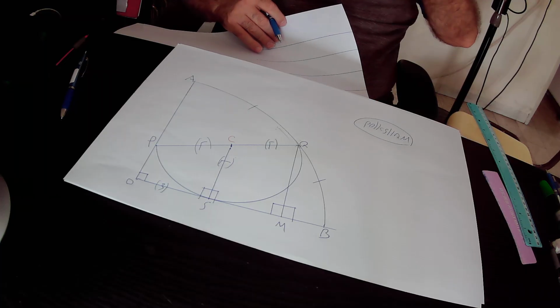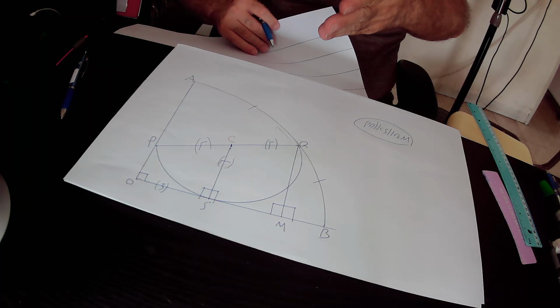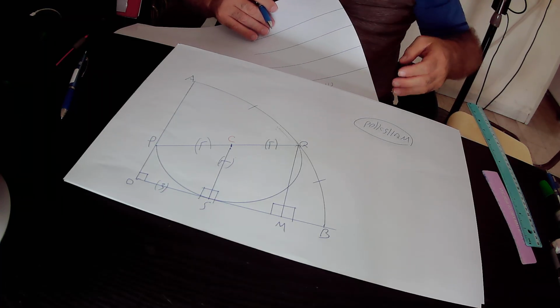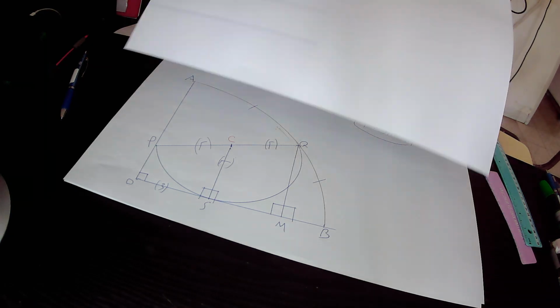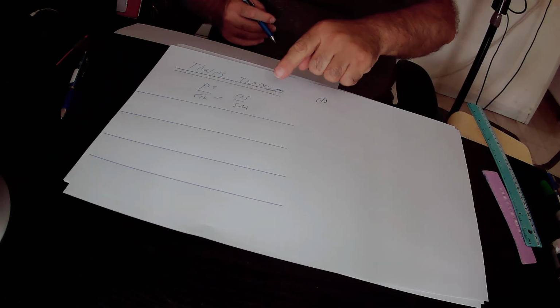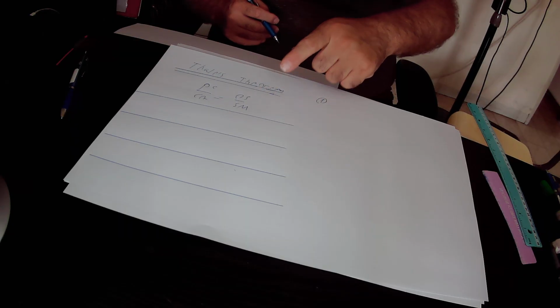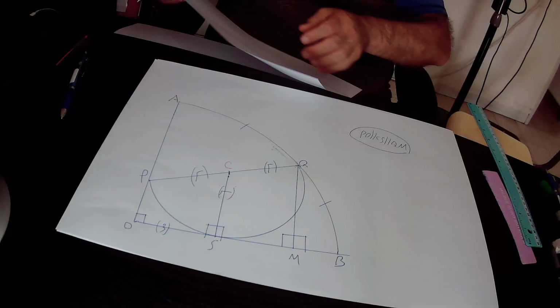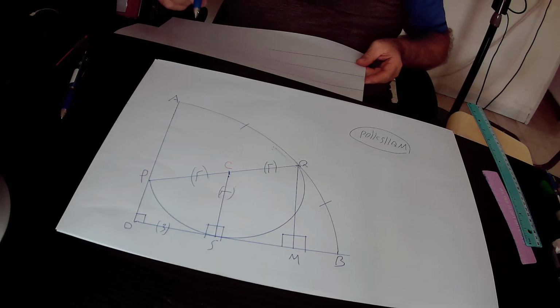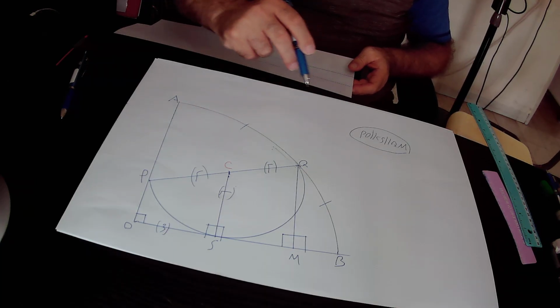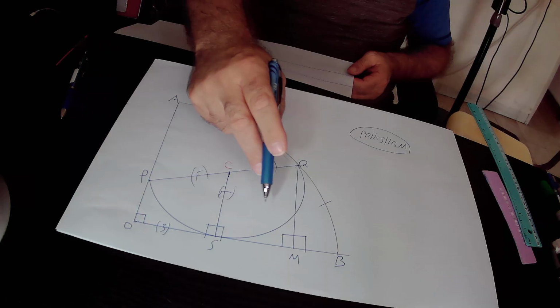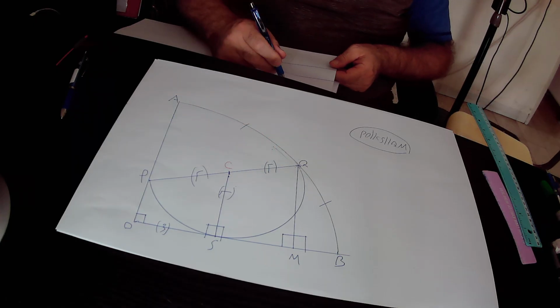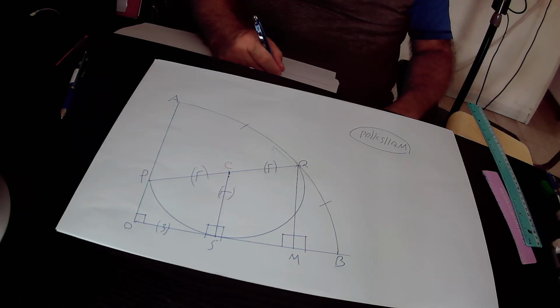And again, according to Thales' theorem, in our drawing, the following version is true: PC over CQ equals OS over SM. PC is R, CQ is also R, OS is 3, and SM is the missing side. So R over R equals 3 over SM.